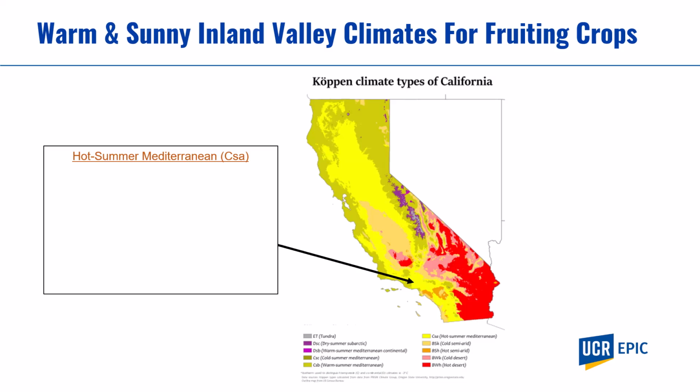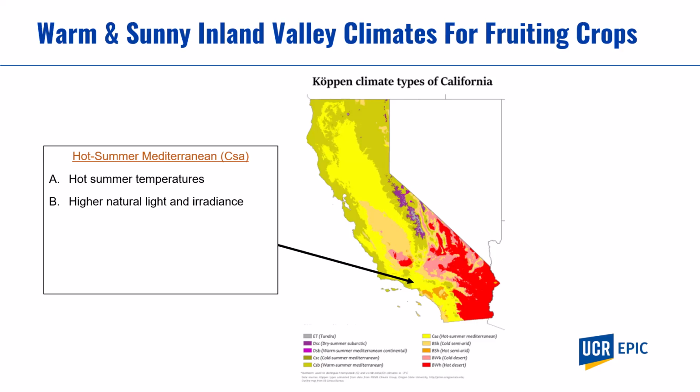Now, the next one I want to highlight is getting close to kind of Riverside's environment, but these are the warm and sunny inland valley climates, and these are suitable for fruiting crops, as we described last time. So we're going to call these hot summer Mediterranean climates. These have hot summer temperatures. It's very clear for 5 months of the year. It's going to be quite warm there. They also have tremendous amounts of natural light.